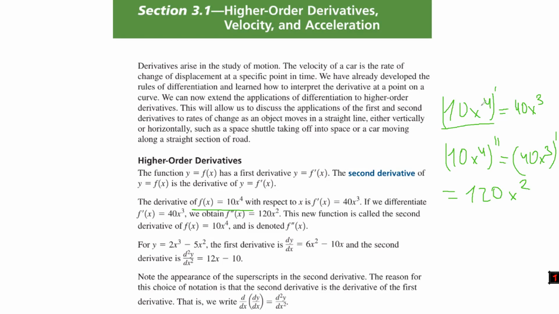But 10 times x to the fourth power is not a function of displacement. It's just a random equation. None of this is related to speed, acceleration, or displacement. As an example, if 10 times x to the fourth power were a function of distance, then the derivative of this would be velocity, and the second derivative of this would be acceleration, which is 120 times x squared. But keep in mind this has nothing to do with speed. It's just an example. Okay. Perfect.